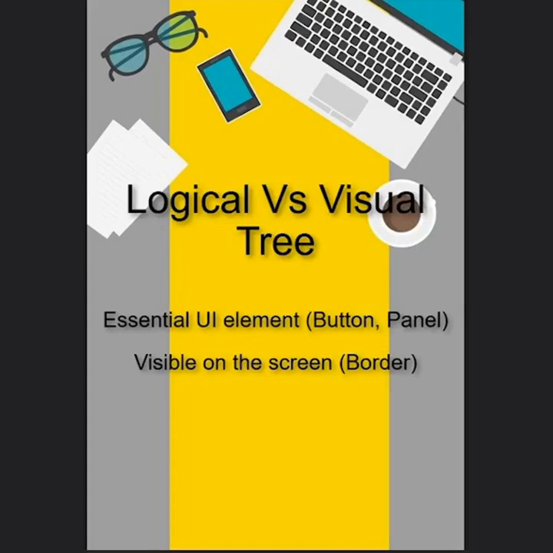Hello friends. What is logical and visual tree? The logical tree and visual tree in WPF are two ways to represent the structure of your UI. The logical tree includes only the essential UI elements like buttons and panels, while the visual tree includes everything visible on the screen, including low-level visual elements like border. The visual tree is more detailed, but understanding both is the key for debugging and working with events.